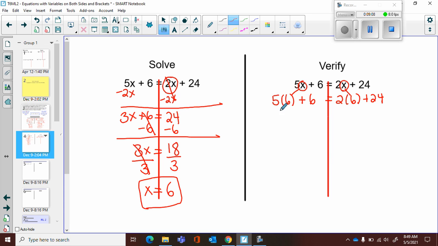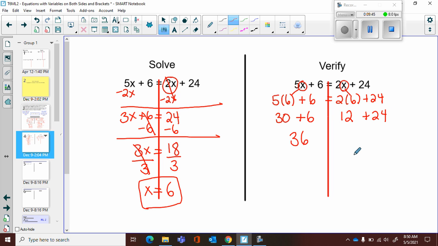Now I need to see when I work these out using order of operations on each side, do the two sides equal? So we're not going to move things from one side to the other. We're just going to calculate the left side and calculate the right side and see if they equal. So 5 times 6 is 30. I do my multiplication first when I'm using BEDMAS. And then I can do my addition. 30 plus 6 is 36. So I have 36 on the left-hand side. Now let's calculate the right-hand side. 2 times 6 is 12.